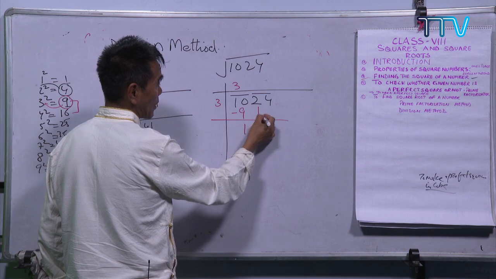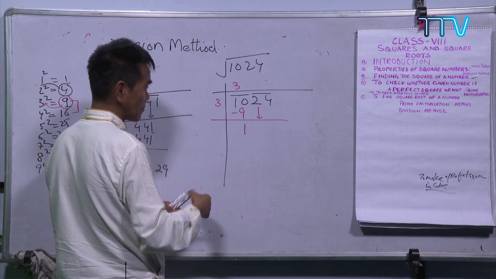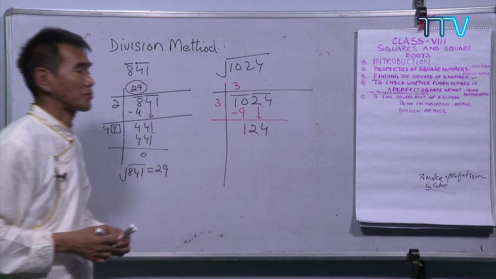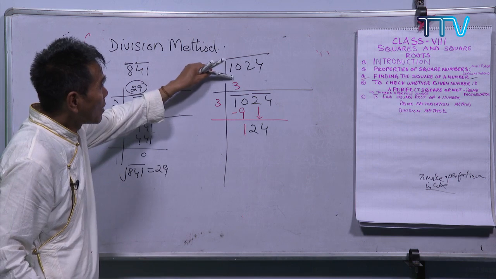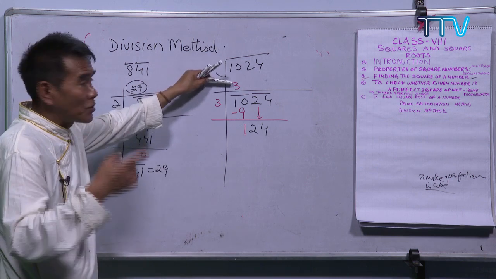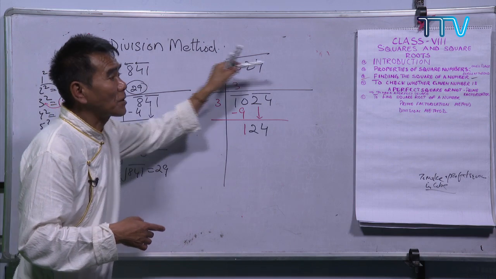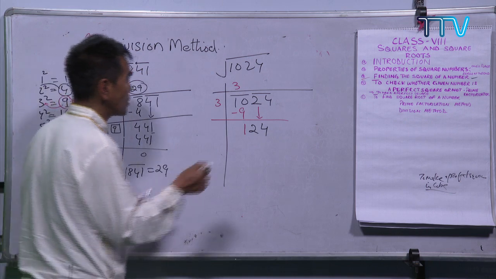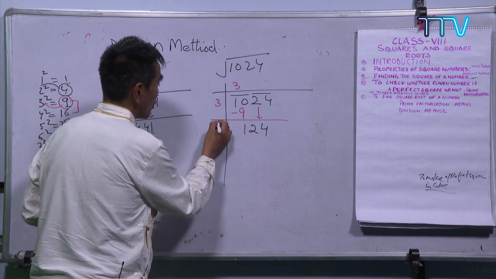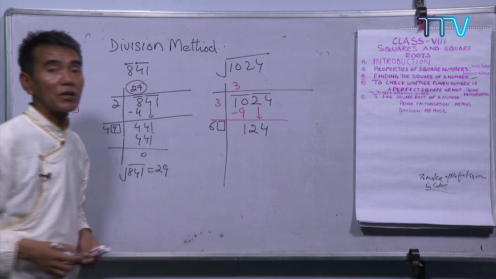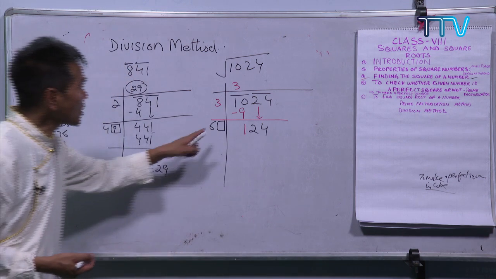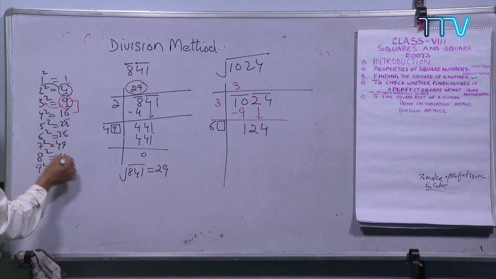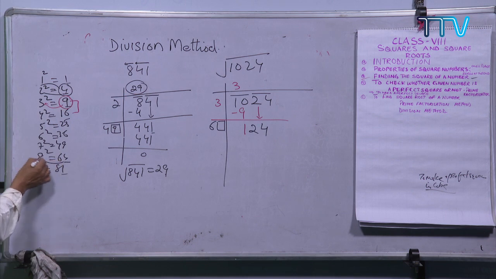Then we bring down the next pair, 24, so we get 124. Double the 3: 3 times 2 is 6. The one's place is left empty. The unit digit of the number must be 4, so the digit is either 2 or 8.